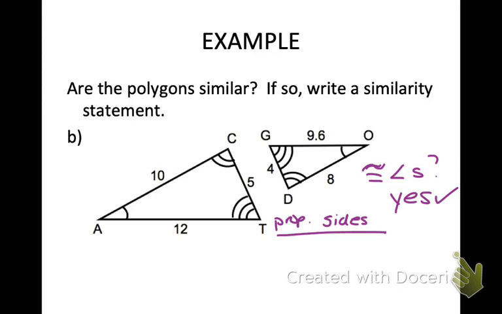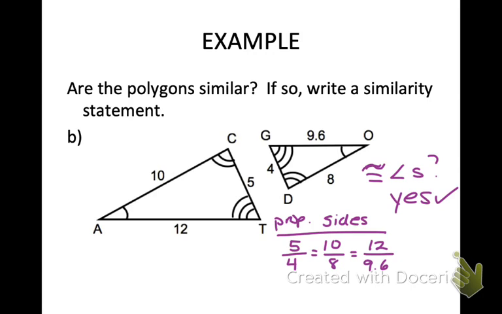All right, so the smallest side on the left is what? Smallest side on the left is 5. Make it into a ratio with the smallest side on the right, which is 4. Now let's do the middle or the medium. So 10 would be comparable to 8. And then 12 would be comparable to 9.6.